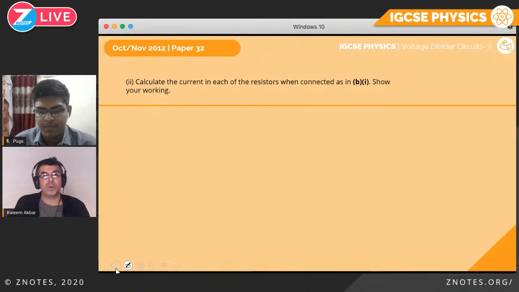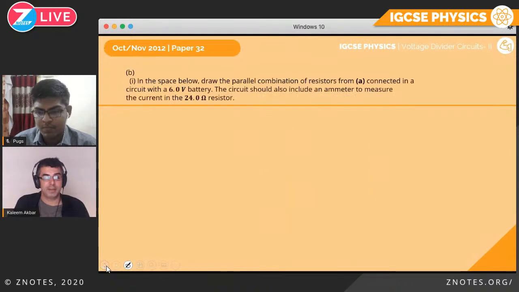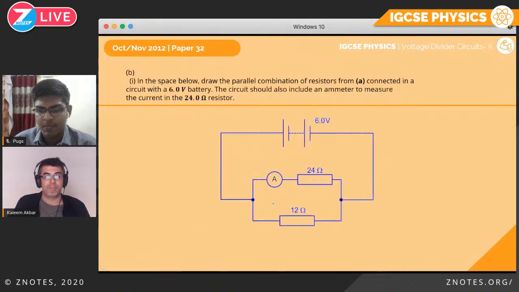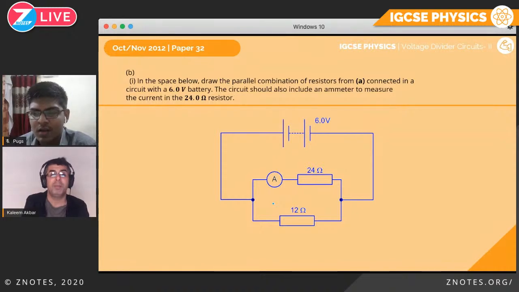And then it says, calculate the current in each of the resistors when connected as shown in B part 1, sorry. So here's the key. How do you do that? It's a parallel circuit. Pugs, what do you think the voltage is in each of these resistors this time? And the reason I gave you this, because this is very similar to the first question I gave you with a slight twist.